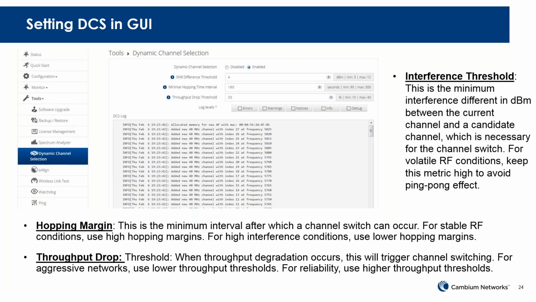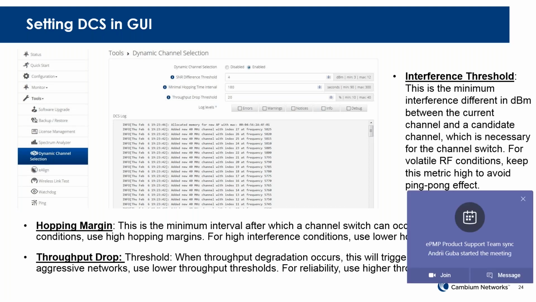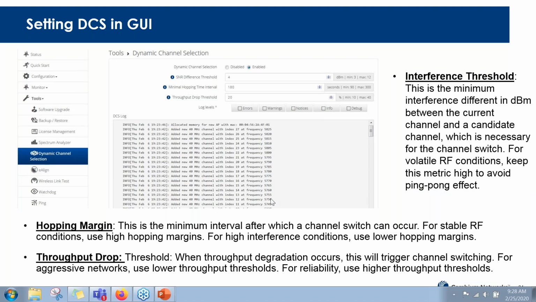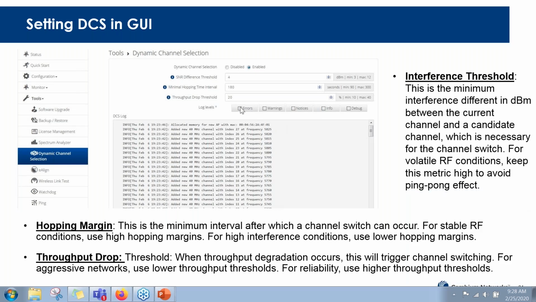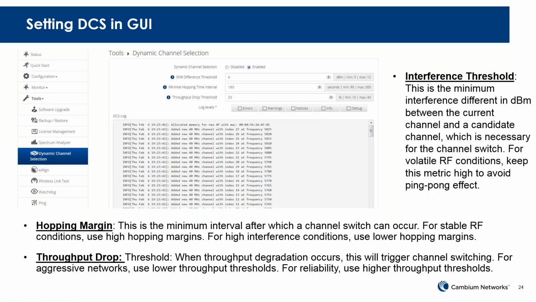What is the third one is the throughput threshold drop. This one mainly means when the throughput degradation occurs, this will trigger a switch. So let's say you're at 500 Mbps capacity, and suddenly your throughput drops to 540. So that's definitely a 10% trigger that will ensure that the radio thinks about DCS and jumps to a different channel. Right. So these are the key main three things that you have to consider when configuring the radio.